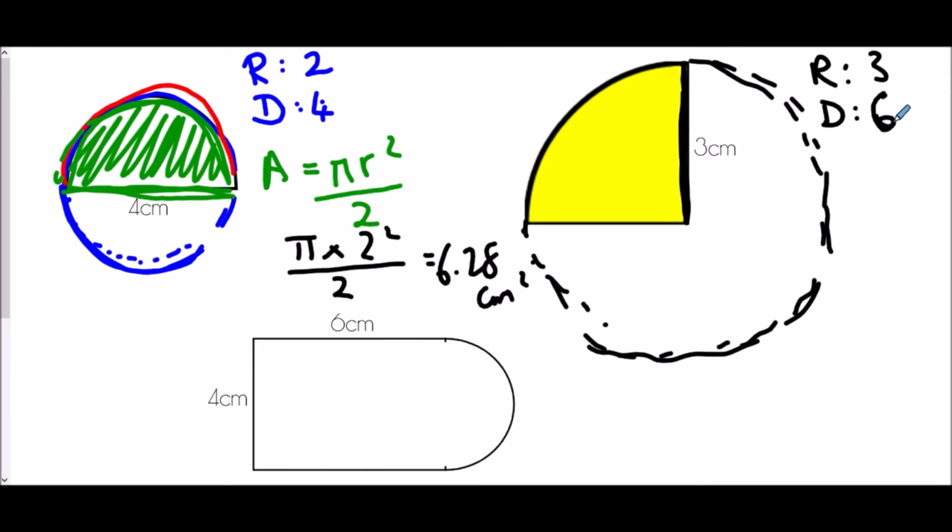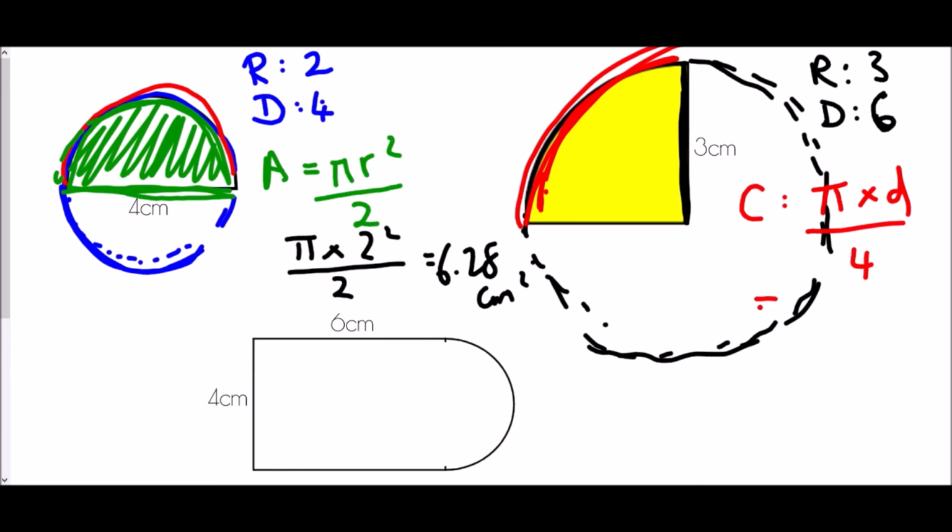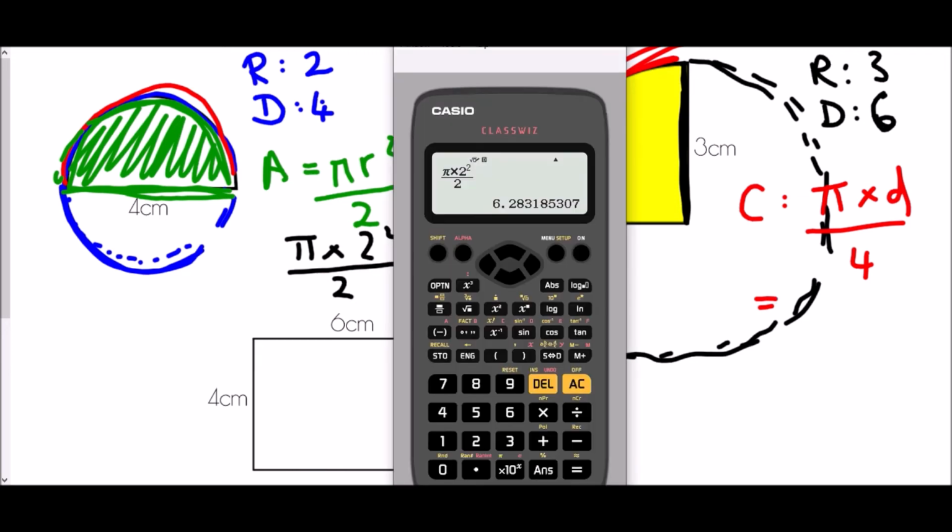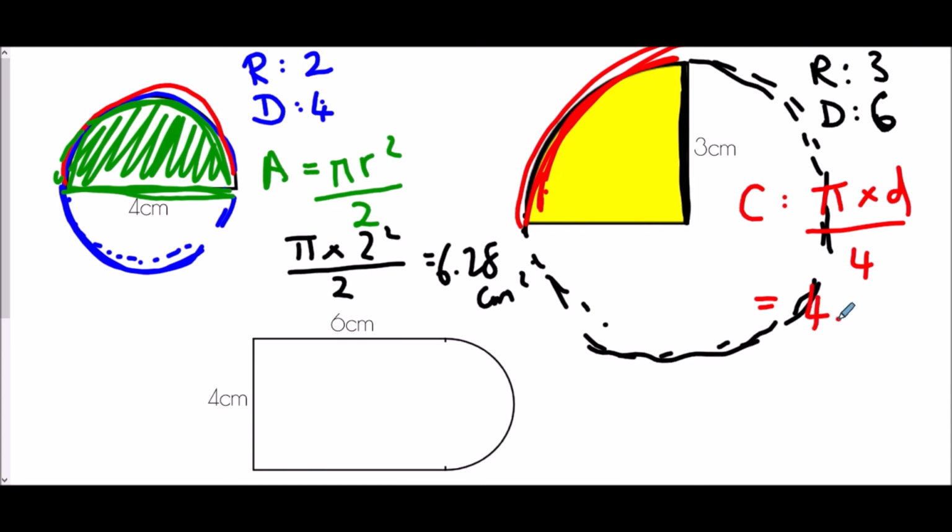So, how would I work out the circumference or the perimeter? Well, in this case, I need to know this curved edge here. And so that is going to be a quarter of the full circumference. So circumference was pi times diameter, but for this one I'm going to divide it by 4, and so pi times diameter divided by 4, so shift pi times 6, and then that's divided by 4. That is 4.712.